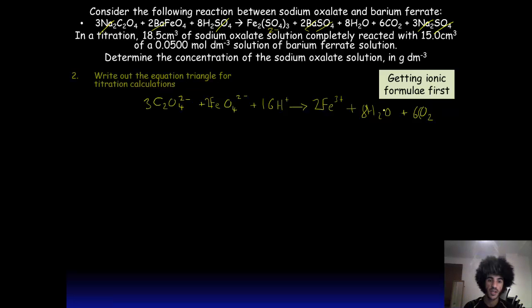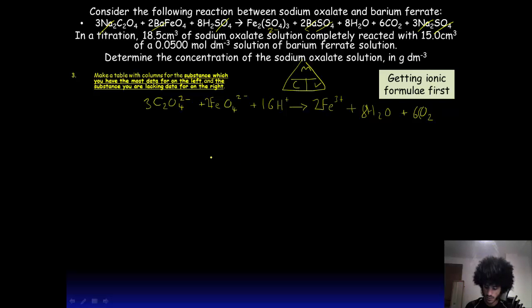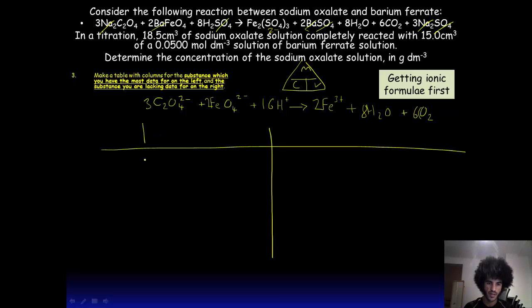So my next step is to write out the equation triangle. Remember, moles are at the top, concentration and volume at the bottom. Doesn't really matter where they are. Next step, make a table. Let's make a table. So here's my first line. Here's my next line. Bring that down.